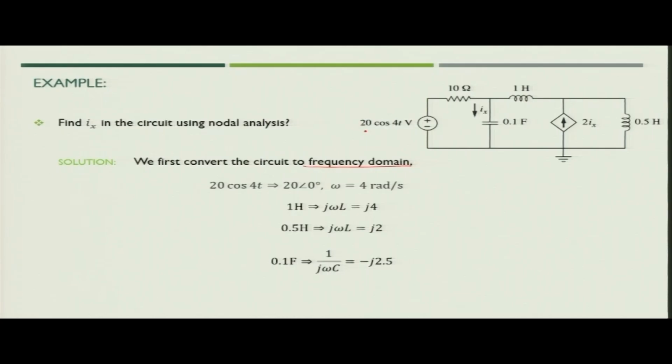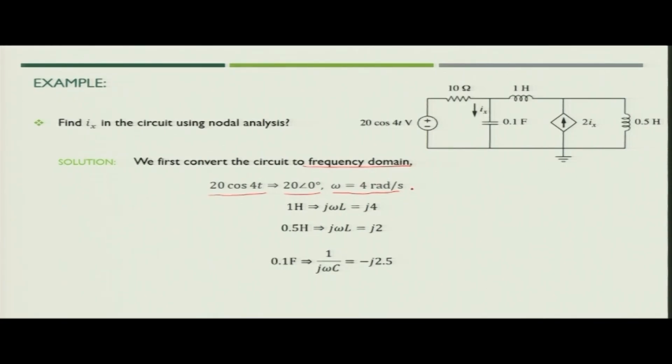So, now let us see this voltage source. Voltage source is given as 20 cos 4t. So, what we can write, since we do not have any phase angle given in case of this voltage source, the reference would be 20 angle 0 degree. So, we take it as a reference, and now what is omega? Omega is given as 4 radian per second. So, if you compare with say Vm cos omega t, omega will be equal to 4.